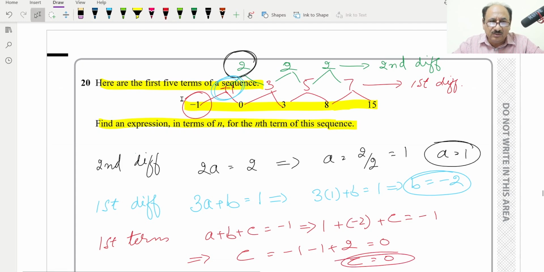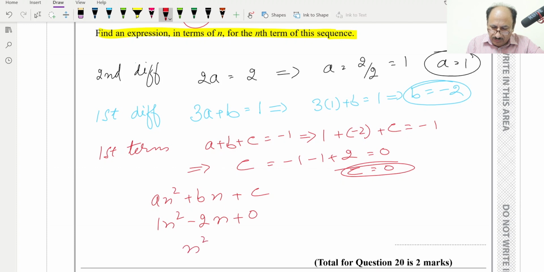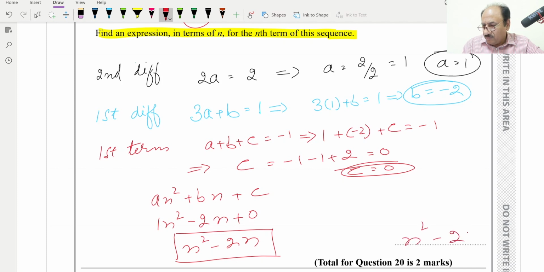Now we can write the formula, and that is what? a n square plus b n plus c, and a is 1, so 1 n square, and b value is minus 2, so minus 2n plus 0. So final answer will be n square minus 2n. This is the general formula which we have found.